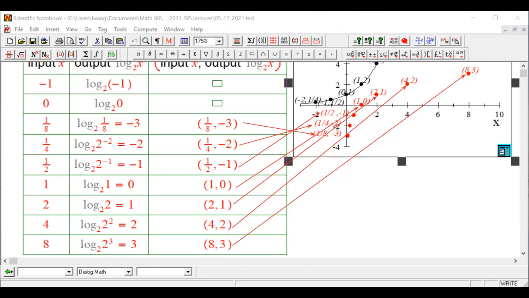Now we have two more numbers to calculate. So what do they equal? Log base 2 of 0, log base 2 of -1. What do they equal? Let's start one at a time. Log base 2 of 0. What does that equal?